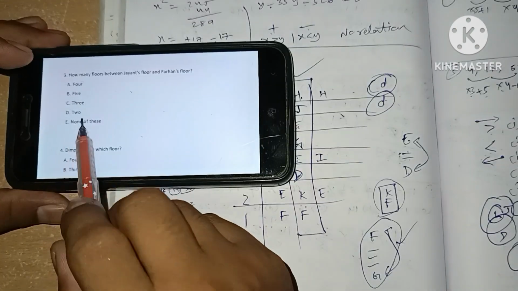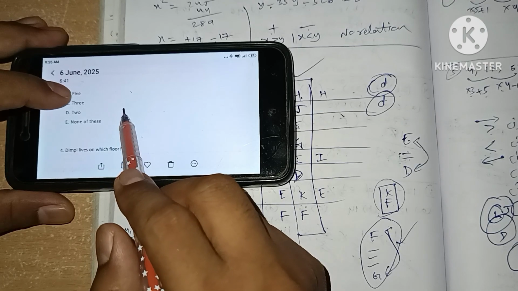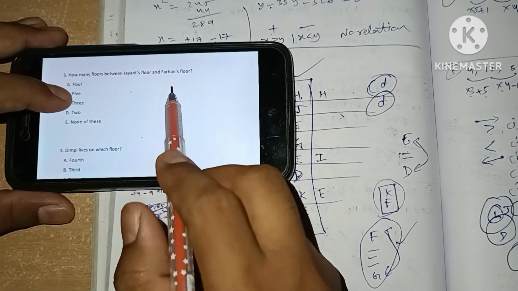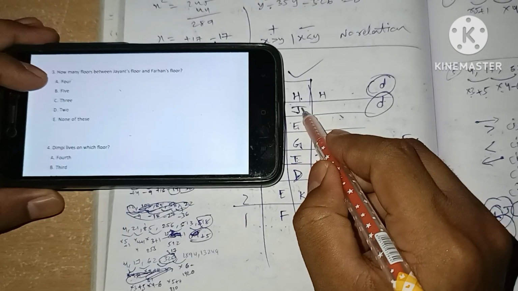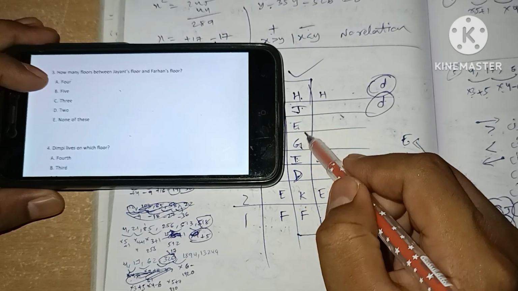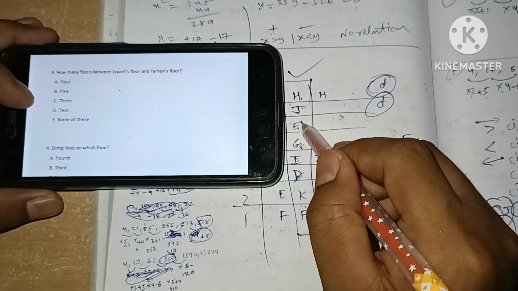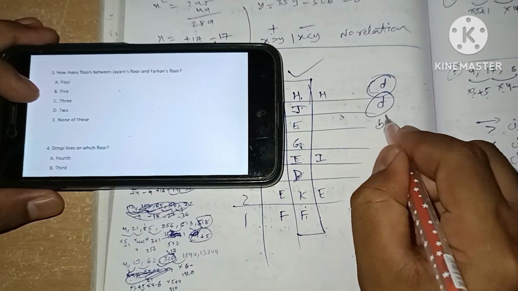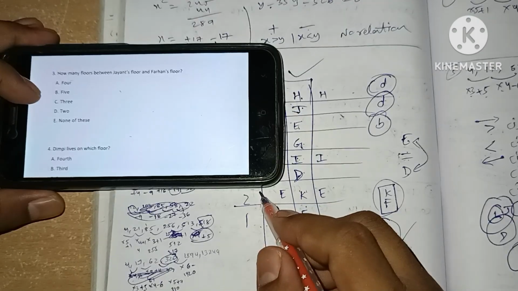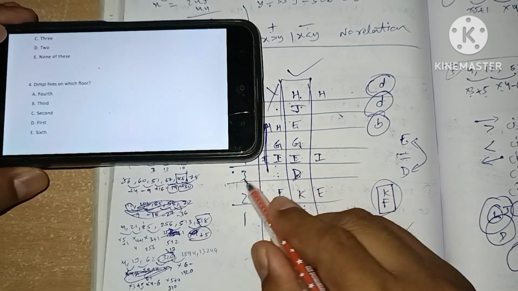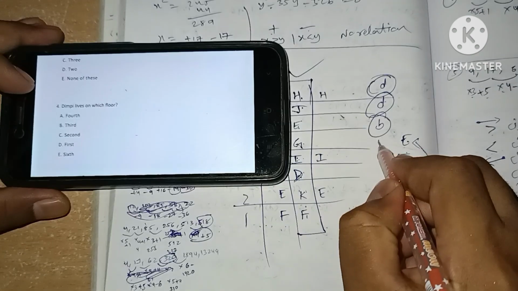How many floors are between J's floor and Farhan's floor? J's floor and Farhan's floor: 1, 2, 3, 4, 5. So option B is our answer. Next, Dimpy lives on which floor? Dimpy lives on the third floor. Option B is our answer.